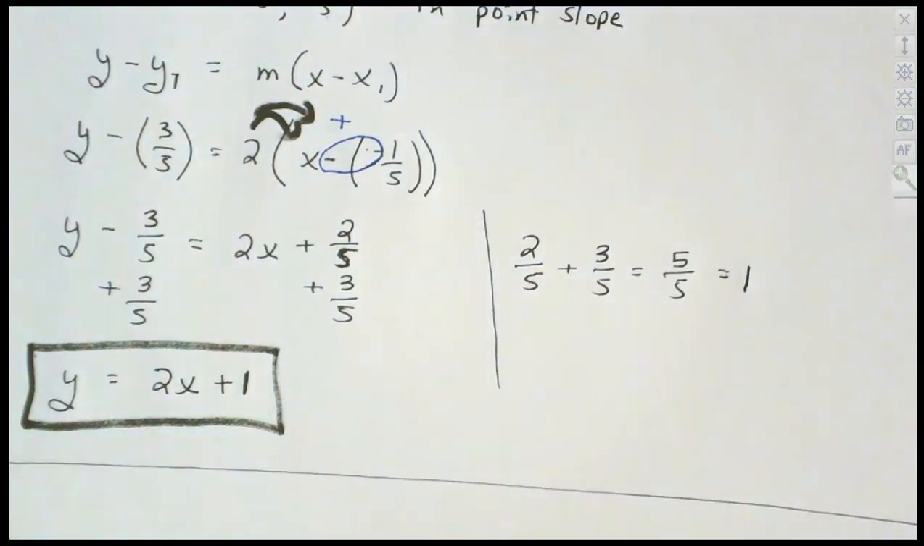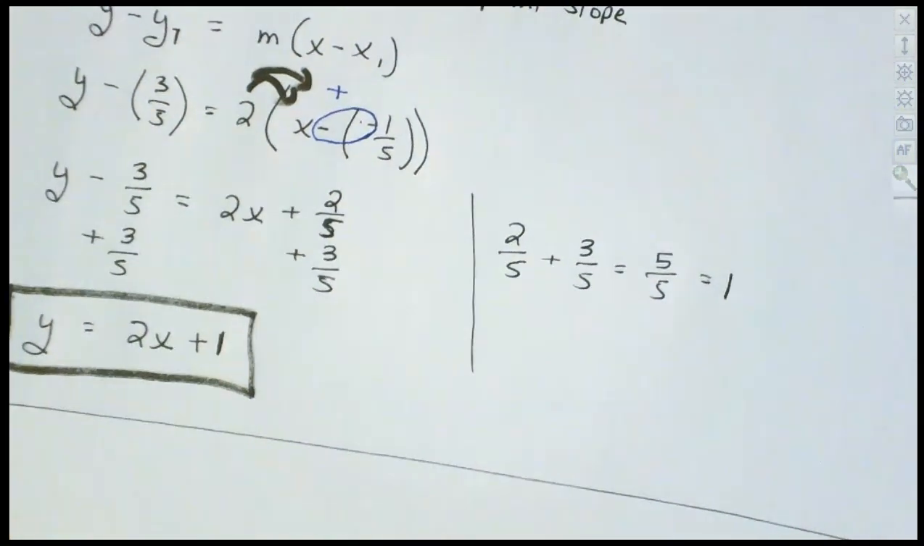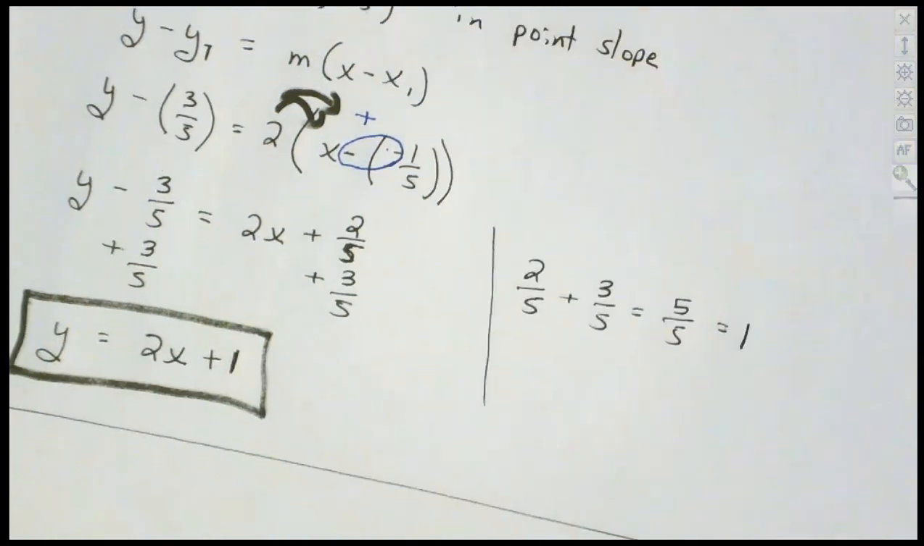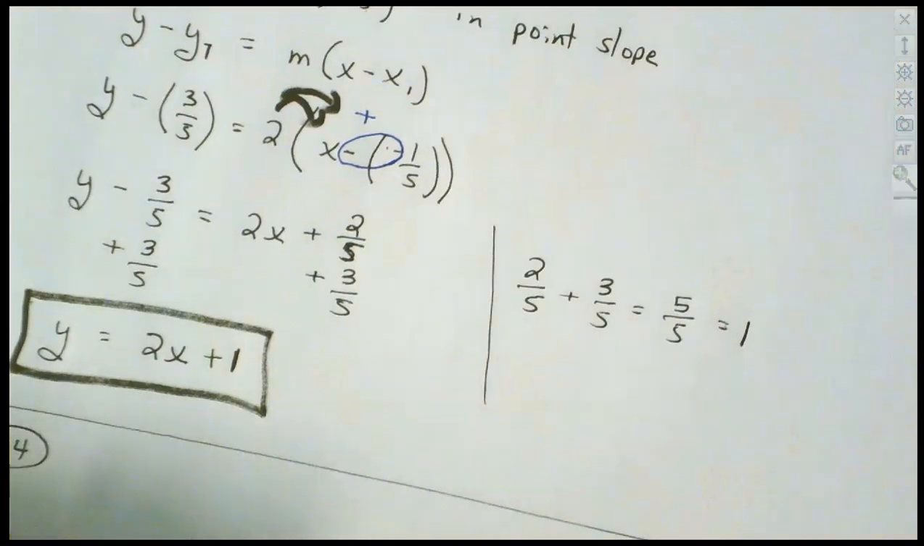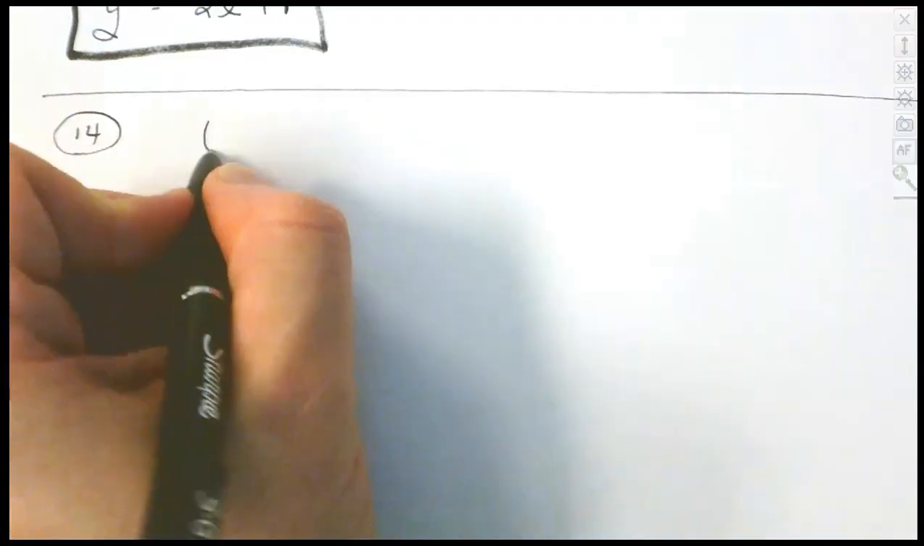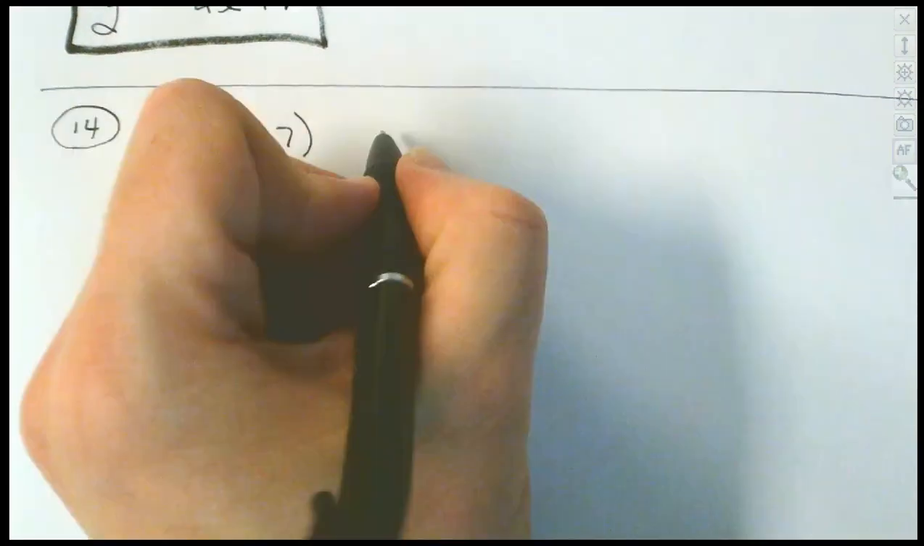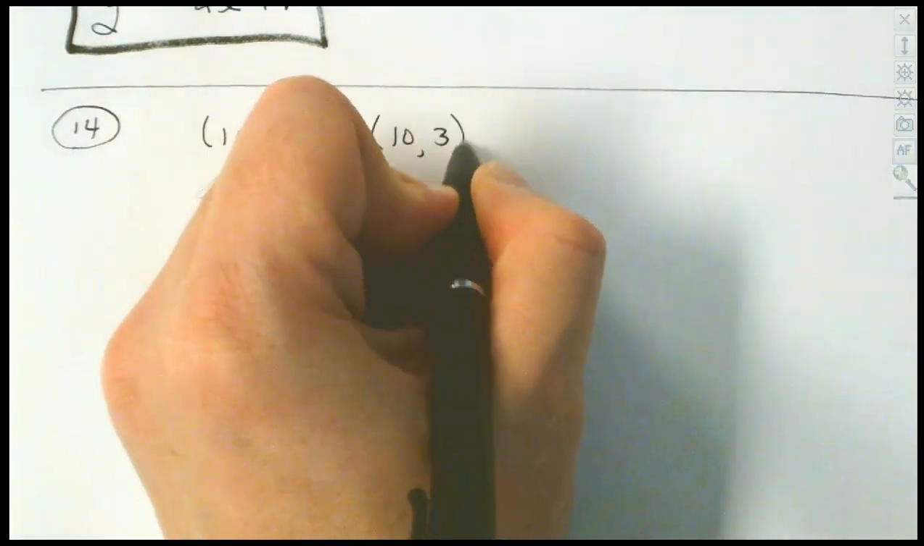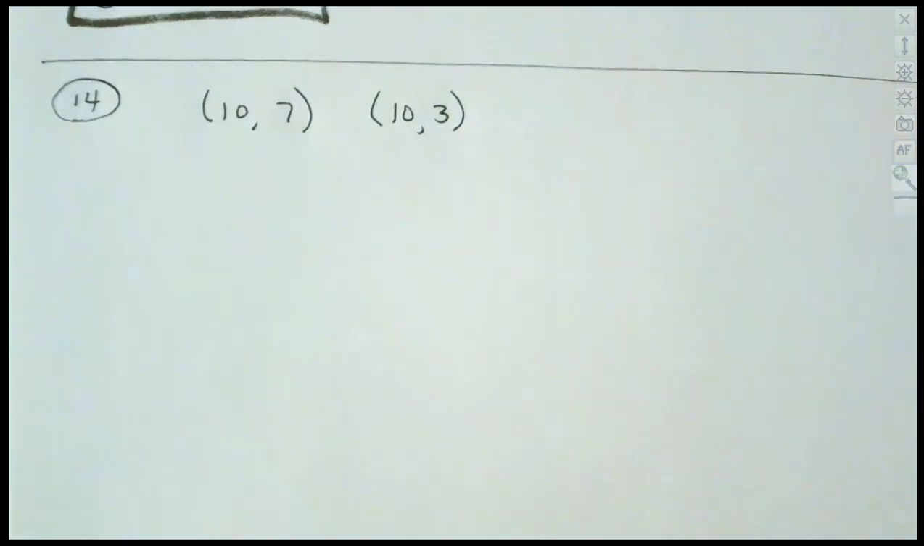You've got a few questions to look at now. 14? Sure. Yep, no problem. Okay, question 14. Yeah, 14 is a little bit different here as to what we're looking for because of our slope. So 14, we've got 10, 7, and we've got 10, 3. This one's going to be a little bit different because of our slope.